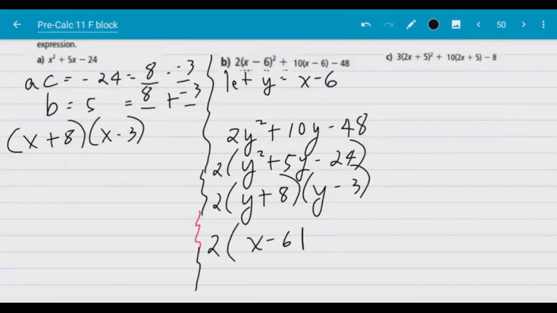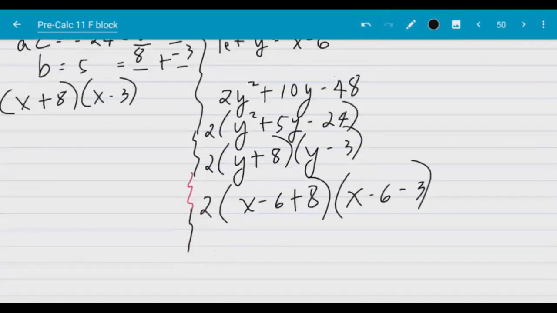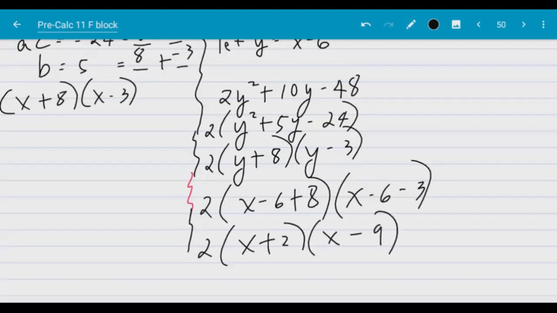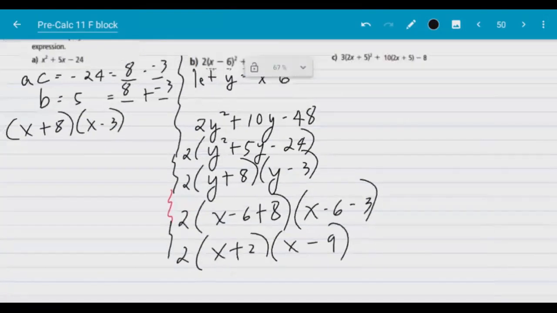Remember, there's a plus 8. All right? Because of this one. While the other binomial would be x minus 6 because of this y, and minus 3 because of the minus 3 here. And then let's just simplify. So that would be 2 times x plus 2 times x minus 9. All right. So once again, if that is sort of confusing, please stop the video, pause it, and then rewind and watch it again. All right. We go to the last one.